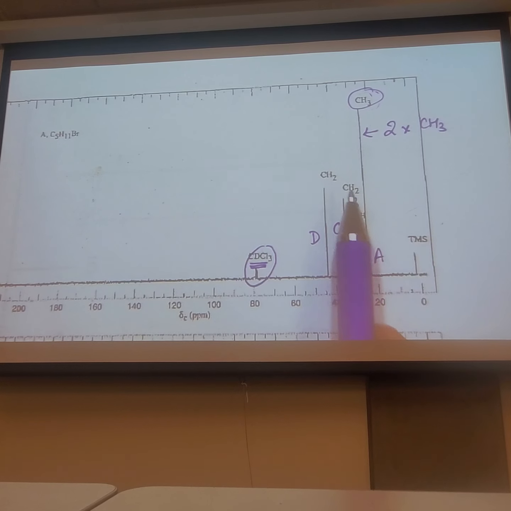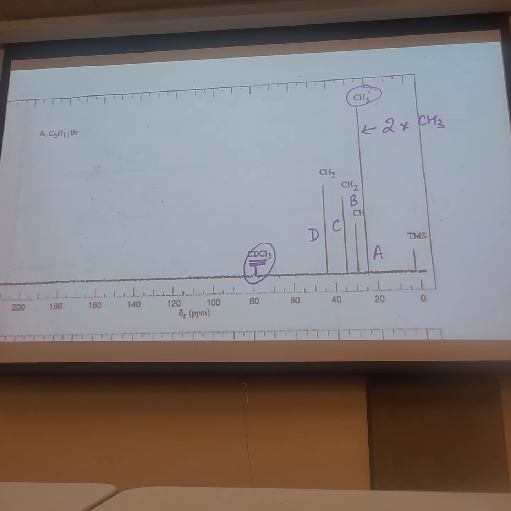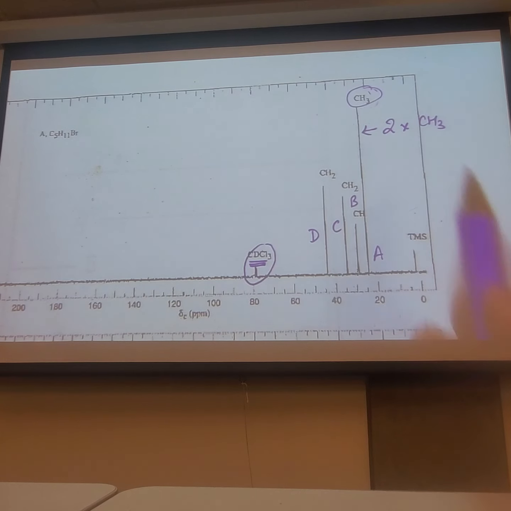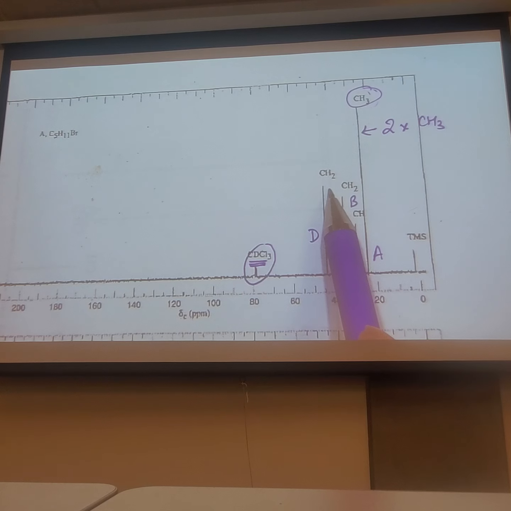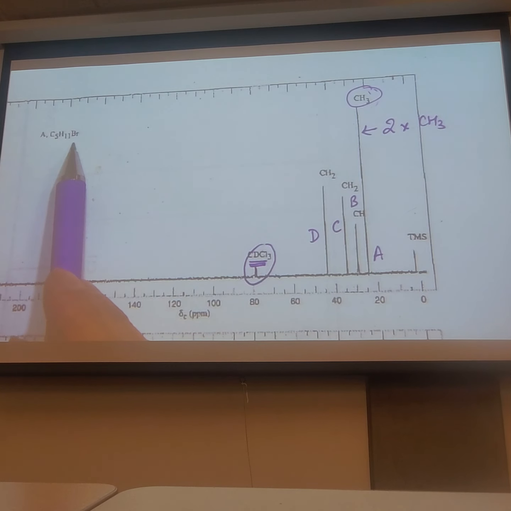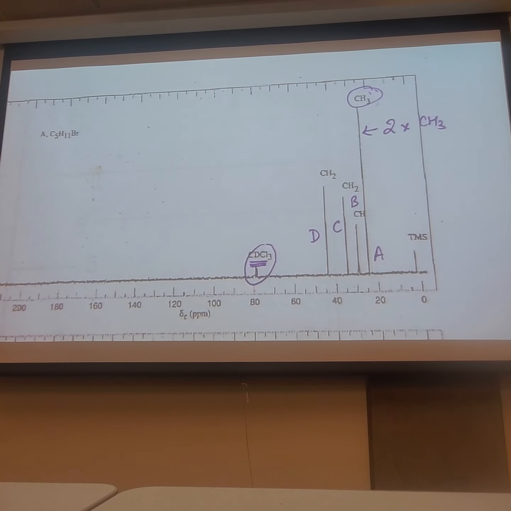And then we have 1 CH, 1 CH2, and another CH2, 2 different kinds of CH2. Have we used up all 5 carbons? Have we used up all 11 hydrogens? 6 plus 2 is 8, plus 1 is 9, plus 2 is 11. And of course, there's a Br. All we have to do again is take these pieces, put them together, and come up with a structure.